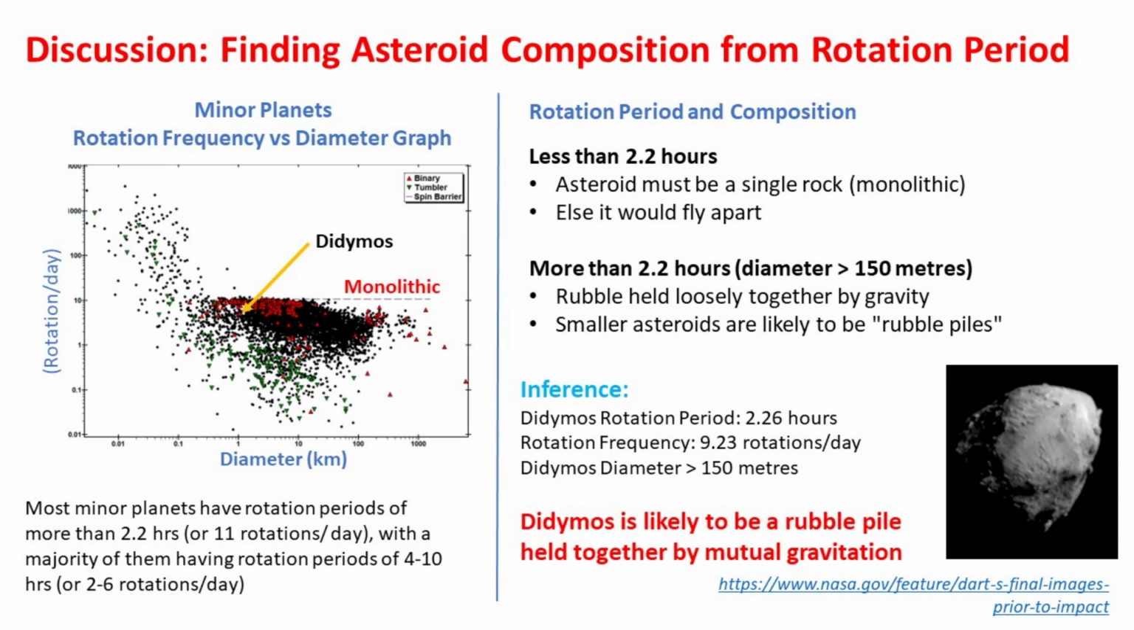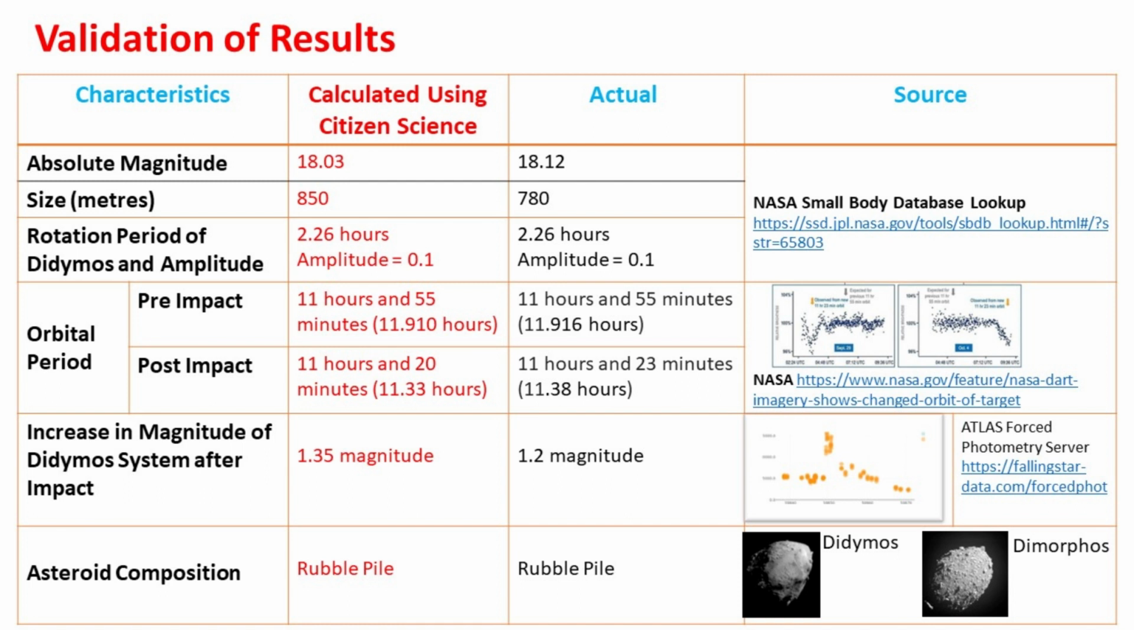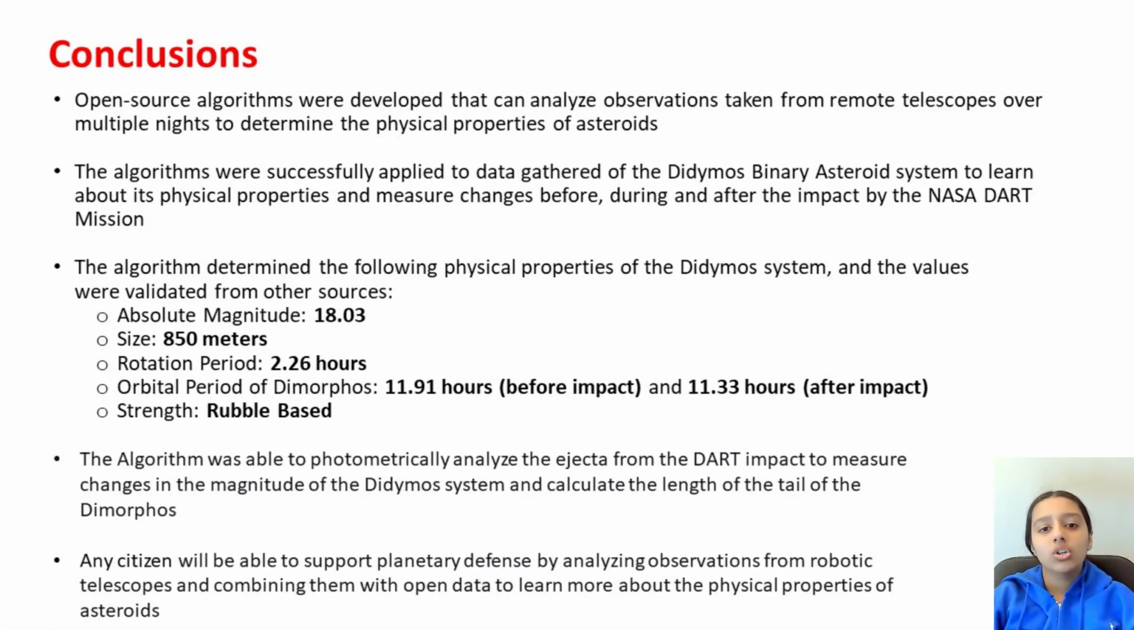In this case, I measured the diameter of Didymos to be 850 meters, and I measured its rotational period to be 2.26 hours, so above 2.2 hours. This meant that Didymos was rubble-based. All of my results validated with other sources such as NASA and the Atlas database. In conclusion, this shows that my algorithm was effective in measuring the physical properties of asteroids.